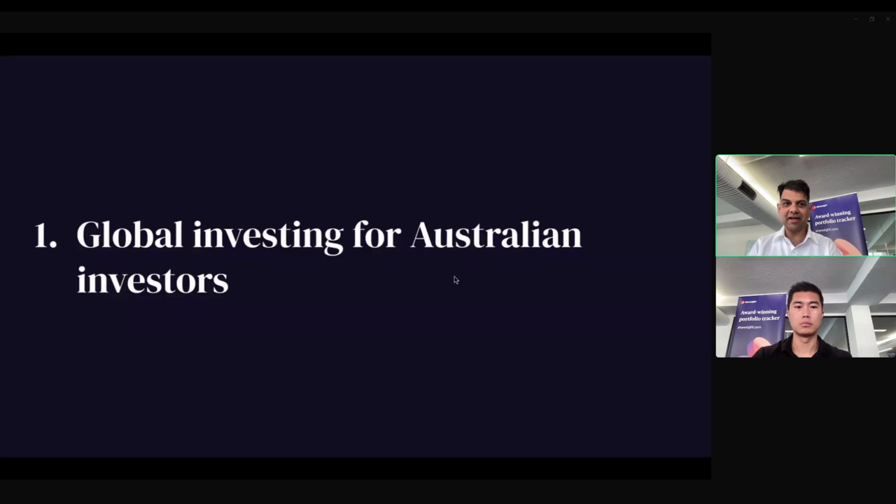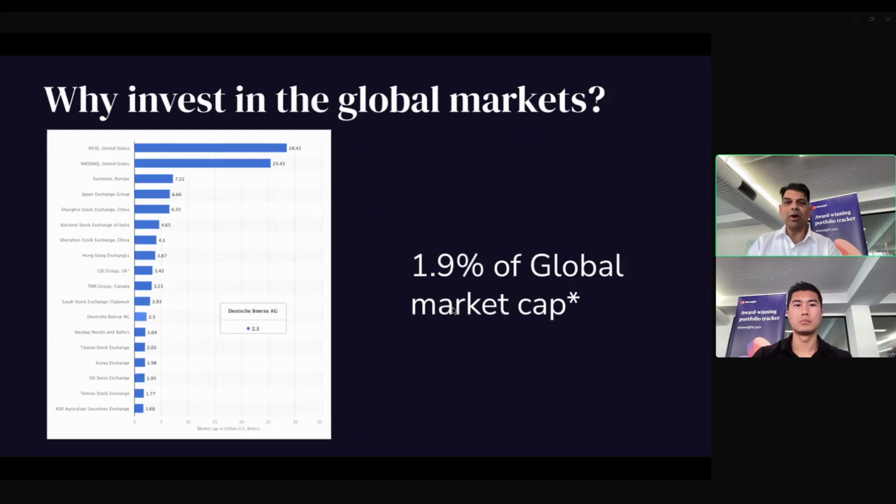On to the first topic, which is on global investing for Australian investors. One of the key charts that I really like looking at is why bother investing in the global markets? After all, we get some really good dividends in our local Australian markets, which perform well as well. But what's the point? Here's a little chart that shows where the ASX stands compared to some of our global peers in terms of market cap. So purely in terms of accessing opportunities and being part of a much more global crowd of investors, we want to be part of the global markets.